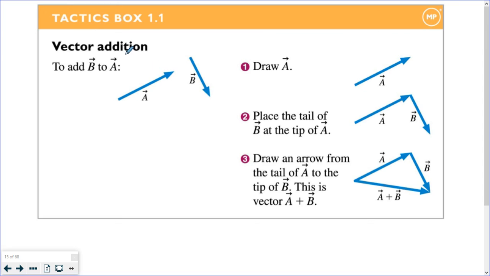So here's how we do it. Vector addition. If you want to take vector B and add it to vector A, you always do it like this. It does not matter which one you start with. You can start with A or B. It doesn't matter. You're going to get the same answer. Here they started with A.